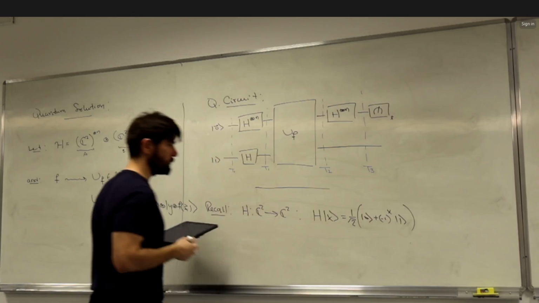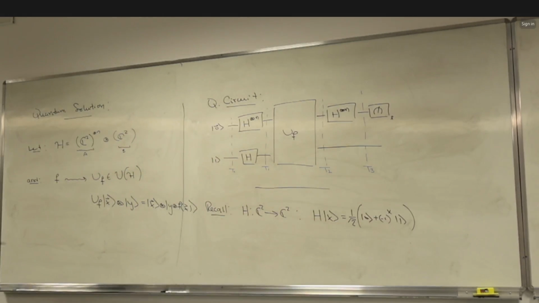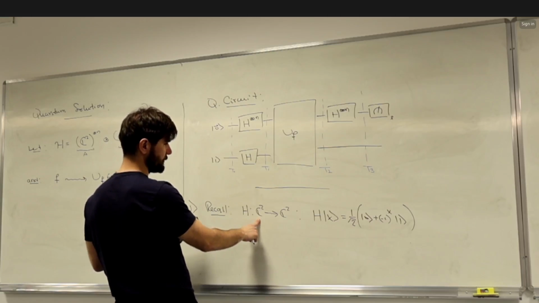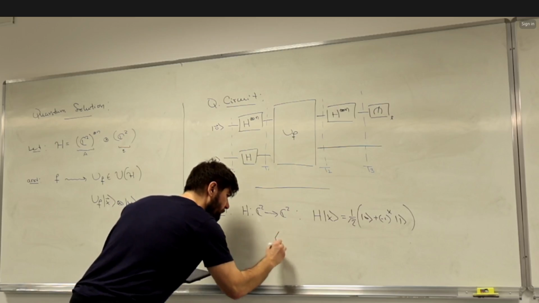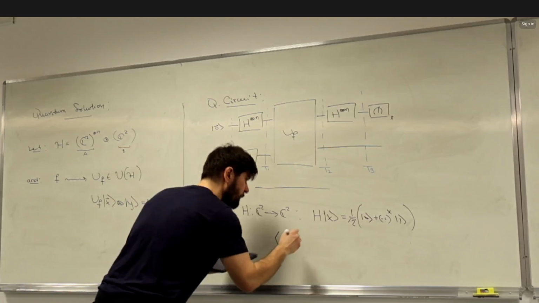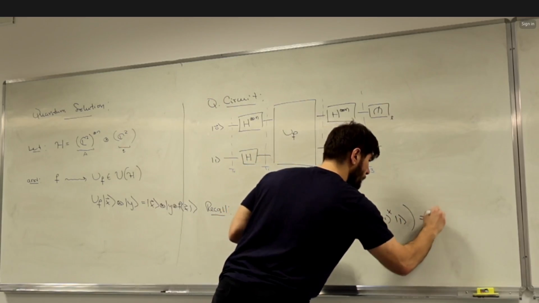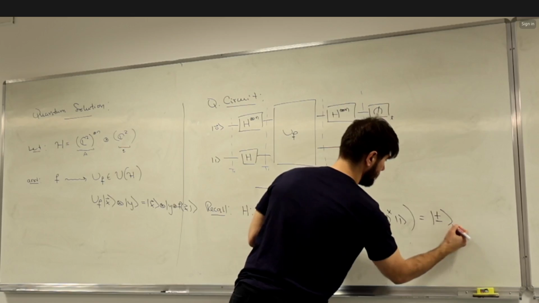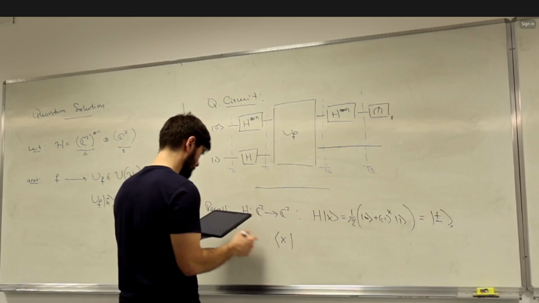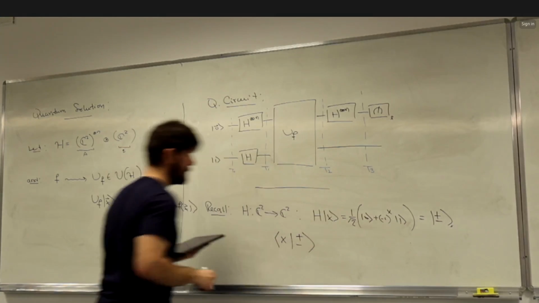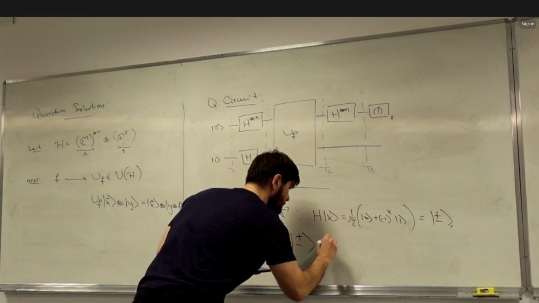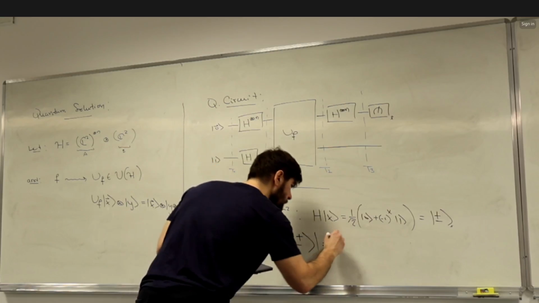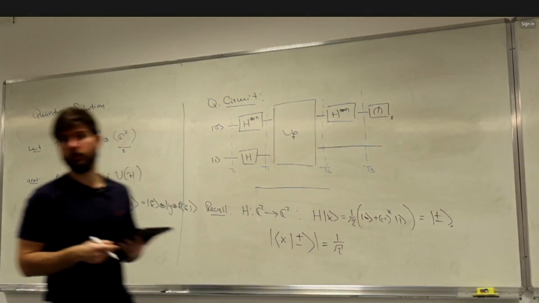Also, just to make connections to something that Victor talked about two weeks ago, there's this interesting property. The dimension of this Hilbert space is 2. So if I take the inner product, the bra and the ket, of X with plus or minus, depending on the initial input X, regardless of whether X is 0 or 1, I'm going to get 1 over square root of 2.